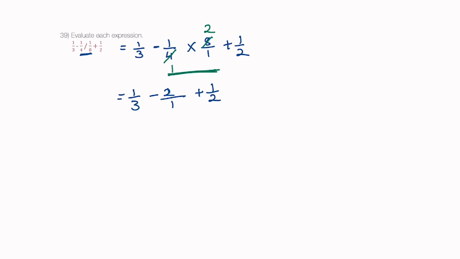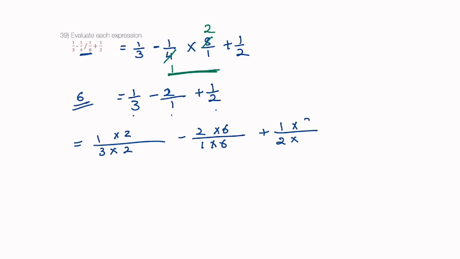Now, let's check the denominators. 3, 1, and 2. So the LCM is going to be 6. We have to make our denominator equivalent to 6 for us to solve this. And here comes the process. Times 2, minus 2 over 1 times 6 because that's just 1 over there, plus 1 over 2 times 3, right? Which is equal to 2 over 6 minus 12 over 6 plus 3 over 6.